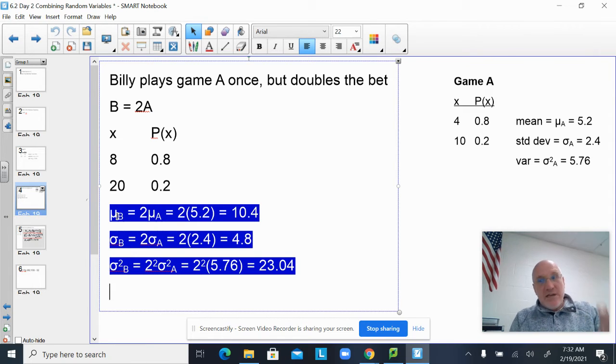And the conclusions that you need to know, which are fairly intuitive: the mean gets doubled. The standard deviation gets doubled. If the numbers are twice as big, then how spread out it is is twice as big.